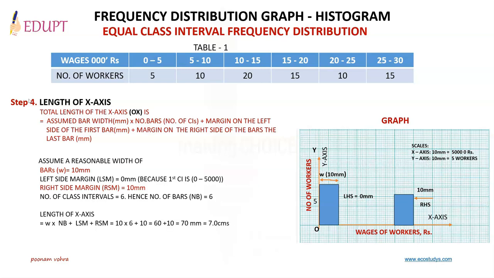So length of x-axis would then be width of the bar into number of bars plus left side margin plus right side margin, which is width is 10 millimeters. We have assumed number of bars are 6, 10 into 6 plus both the margins as plus left side margin is 0 and right side margin is 10. So that makes it 70 mm or 7 centimeters. So length of x-axis would be 7 centimeters.